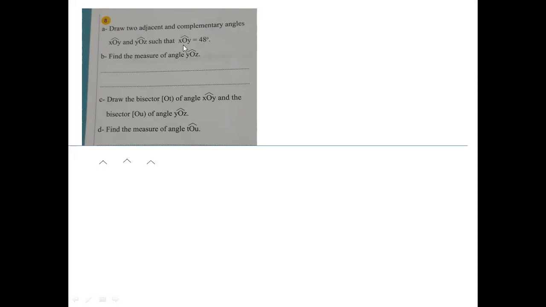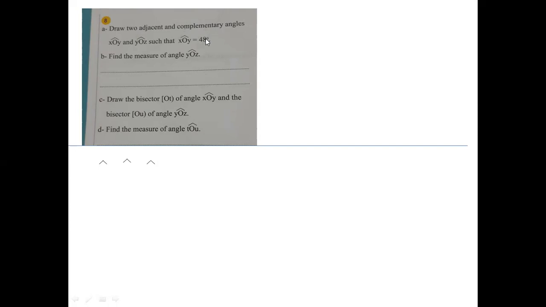Before we start drawing these two angles, we have to take into consideration the three conditions of adjacent angles. We should determine the common vertex, we should determine the common arm, and we should make sure that the two angles are situated on opposite sides of the common arm. In addition to that, the sum of the two angles should be 90 because they are asking us to draw complementary angles.